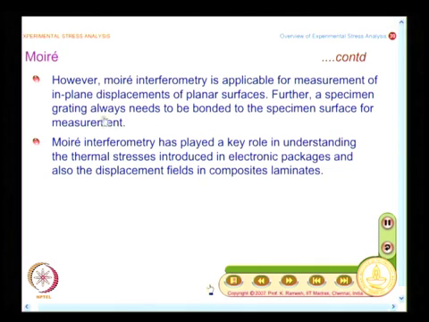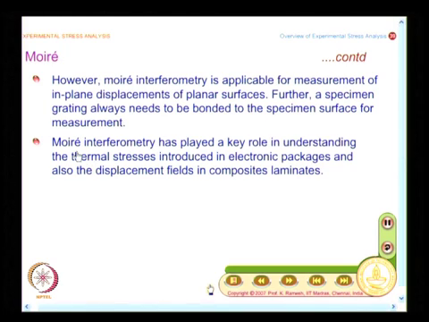And the greatest advantage of Moiré interferometry is whatever the equations that you have developed for geometric Moiré are equally applicable, and here you have a specimen grating that always needs to be bonded to the specimen, which is not the case in geometric Moiré. I can project the grating on the specimen, I can look at the shadow of the grating on the specimen and then do the interferometry. But once you come to Moiré interferometry, I will have to have the specimen grating firmly bonded to the specimen, and there are many techniques that have been developed.